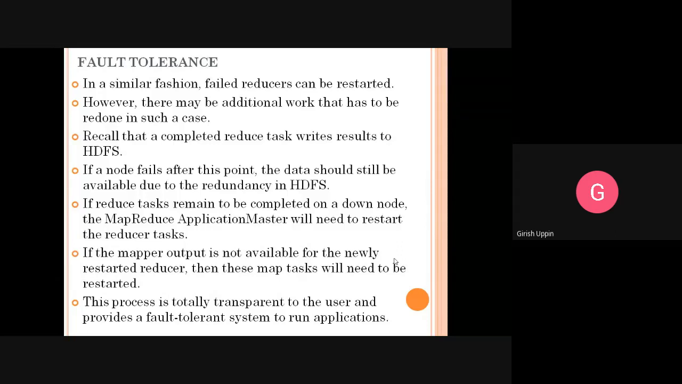So this is how MapReduce programming is fault tolerant. Even if there is a fault on the map task or a reduce task, it can be easily recovered.